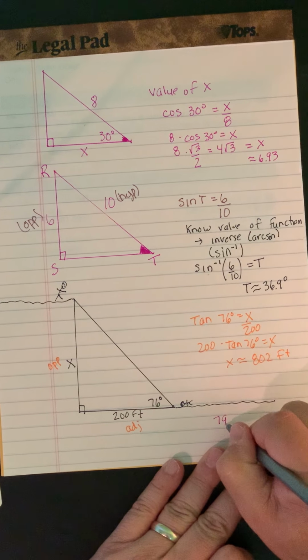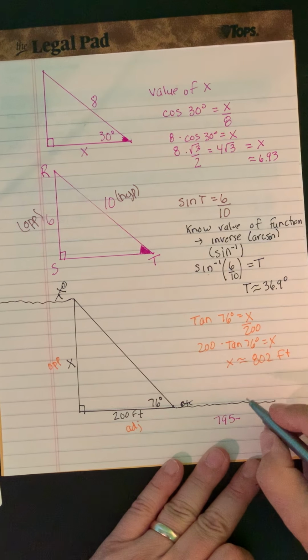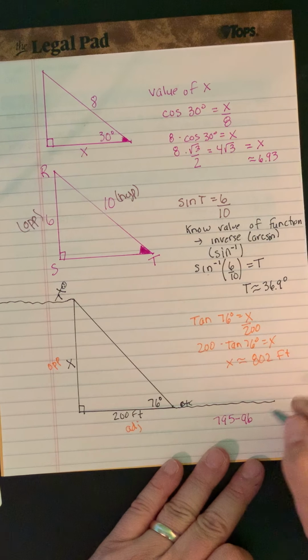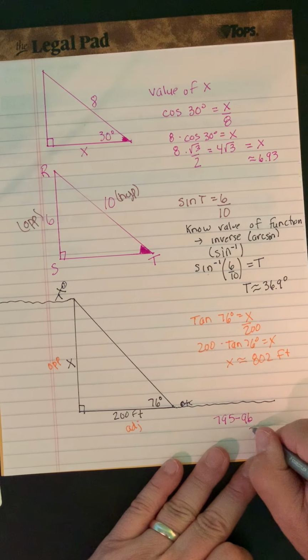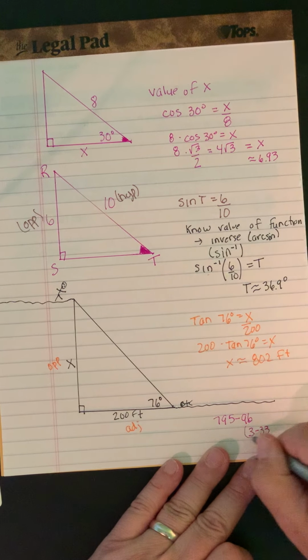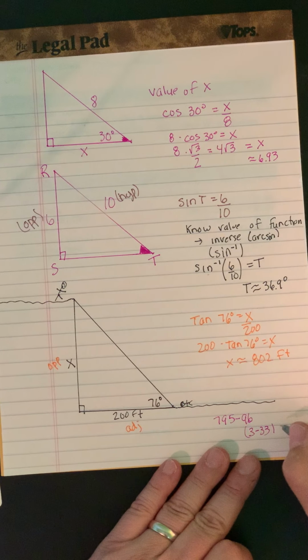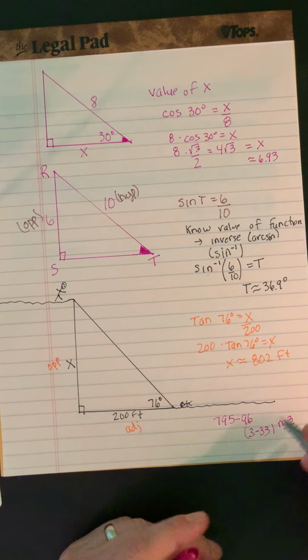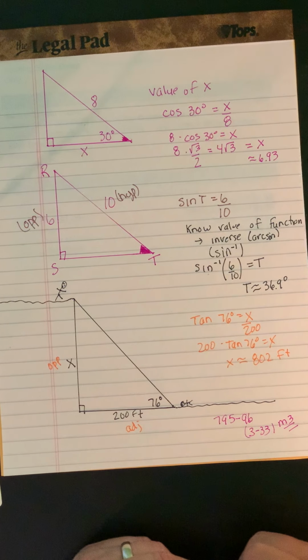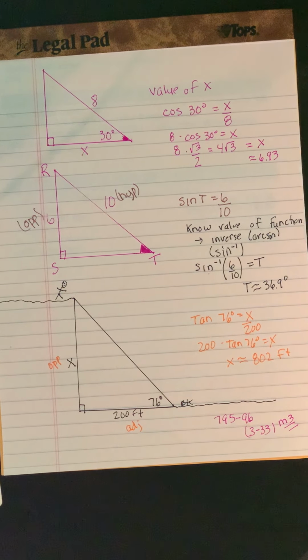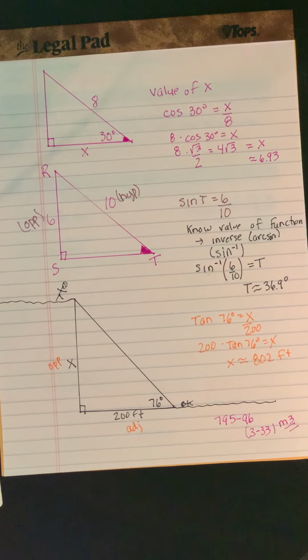So practice in the book, page 795, 96, problems 3 through 33, multiples of 3. So 3, 6, 9, so I think that's like 12 problems to practice on. Actually, I did put the textbook pages, I scanned them, and they are on eCampus also.